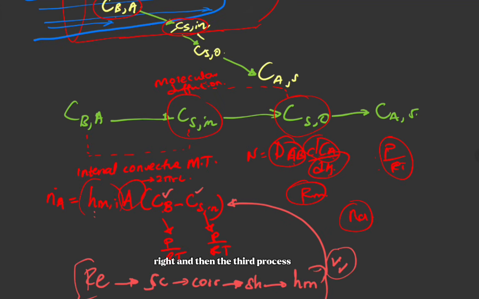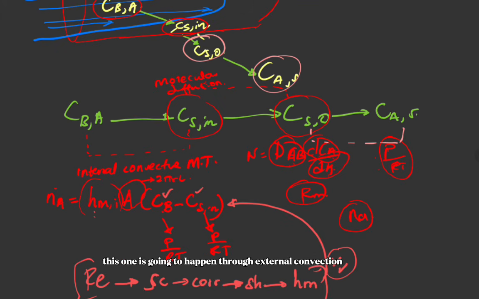All right, and then the third process, from the outer surface to the surrounding, sorry about that. So from the outer surface to the surrounding, this one is going to happen through external convection.